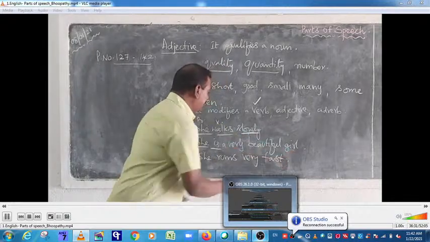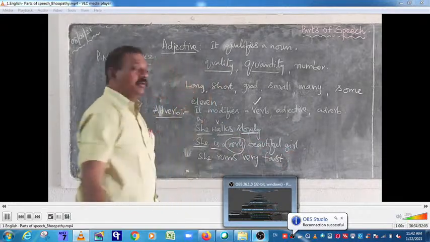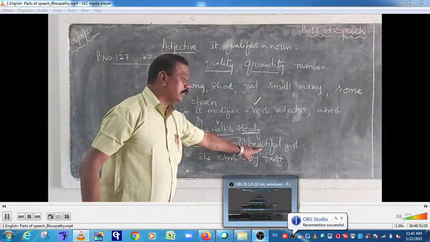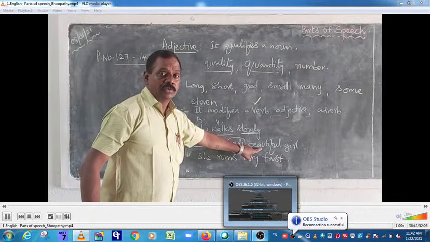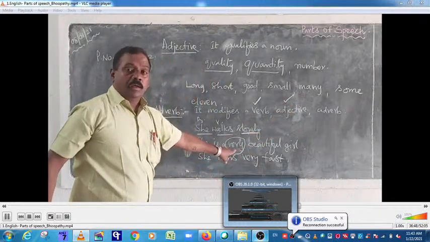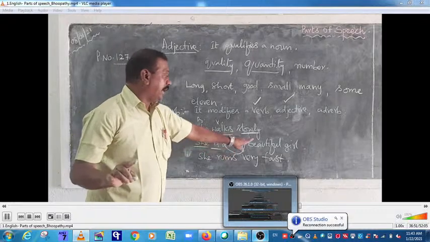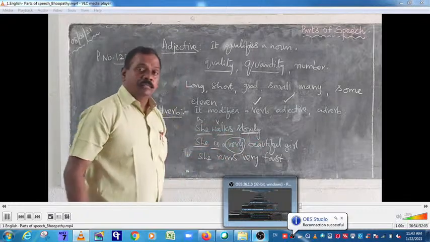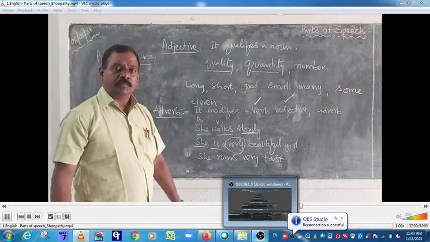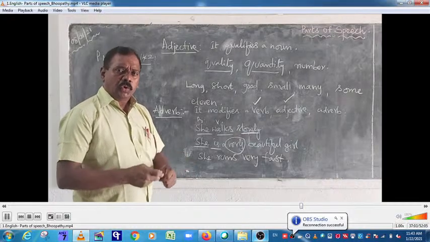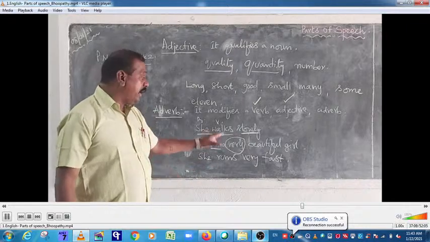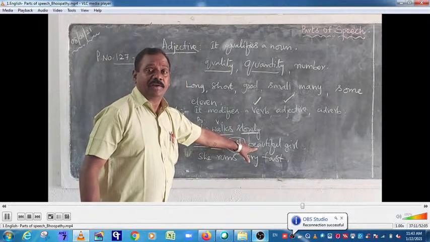Girl is a noun. But here is an extra word, very. How beautiful? Very beautiful. So this very is modifying the word beautiful, an adjective. So adverb modifies an adjective. Very beautiful, quite beautiful, too good. Very, too, so, sometimes, quite, these are all adverbs. They modify the adjectives in a sentence.